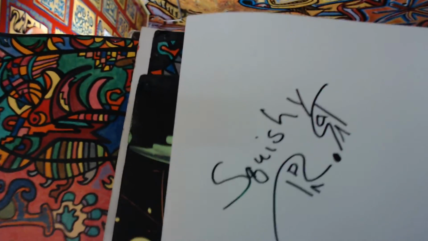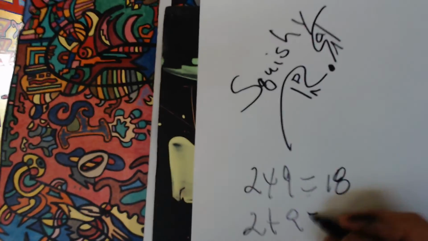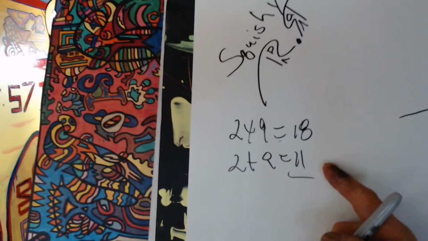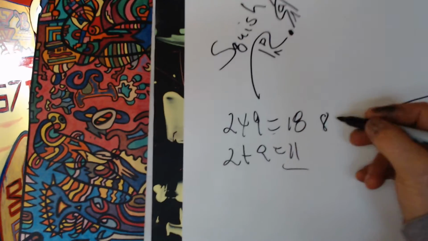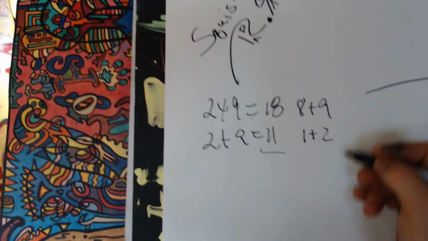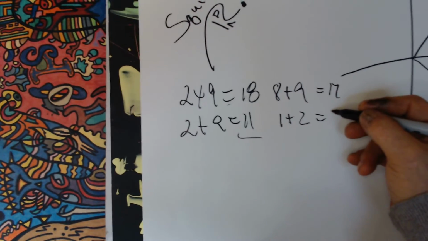2 times 9 equals 18, and 2 plus 9 equals 11. And this is where it begins. First, you're going to have 8 and 9. Here, you're going to have 1 and 2. Then you're going to have 17. Okay, and then you're going to have 3.